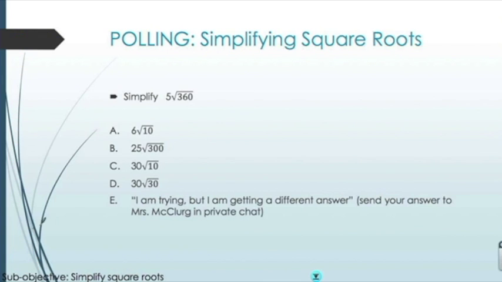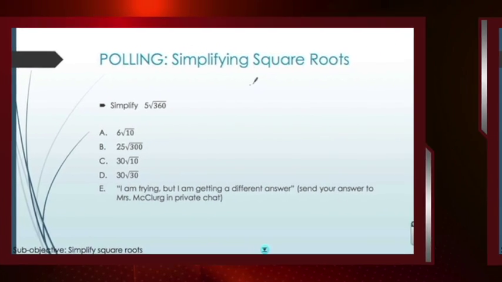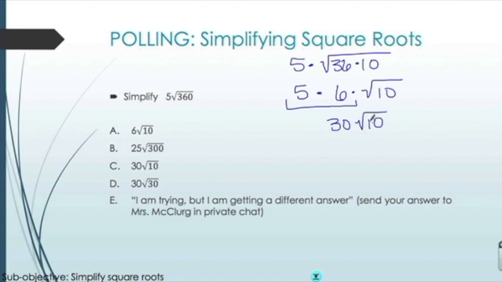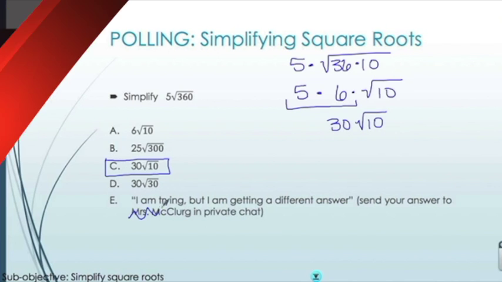You try. Simplify 5 times the square root of 360. And the correct answer is C, 30 times the square root of 10.